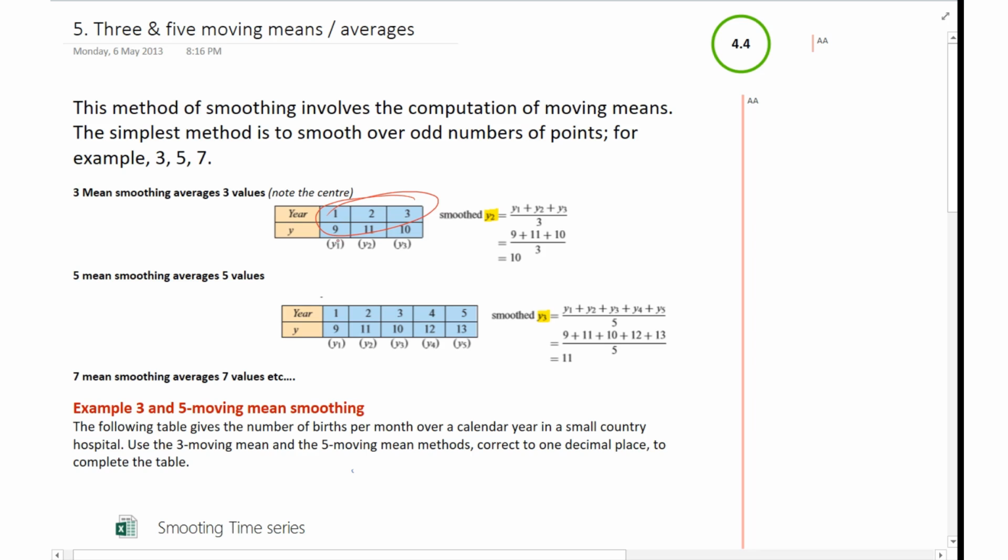like for 1, 2, and 3. So you're going to go 9, 11, and 10. Divide by 3 because you're looking at 3 data points, and that's your value. For 5, similar thing. You're looking at 5 sets of data points there. Add them up, divide by 5, get your value.